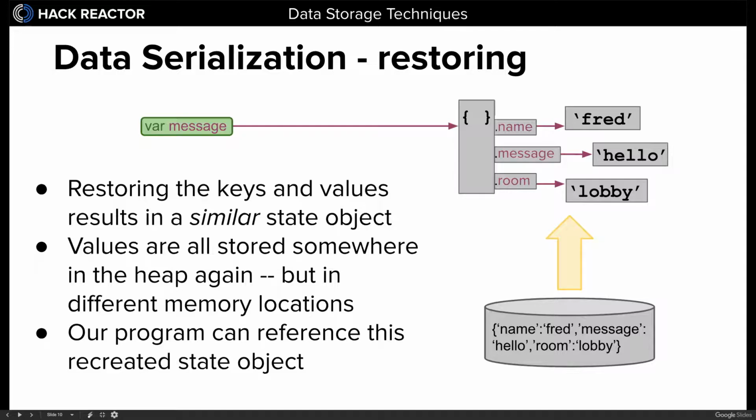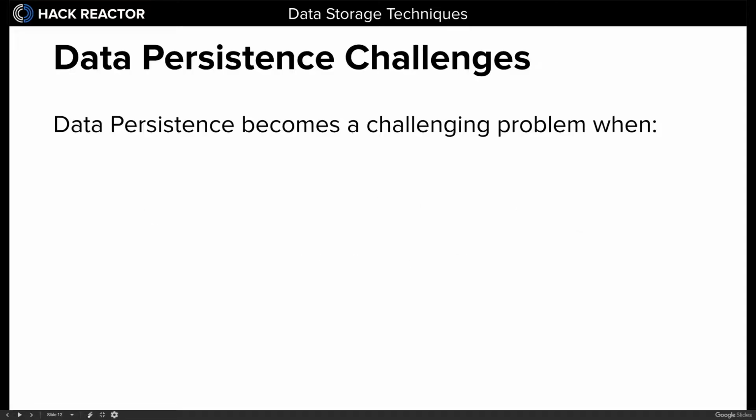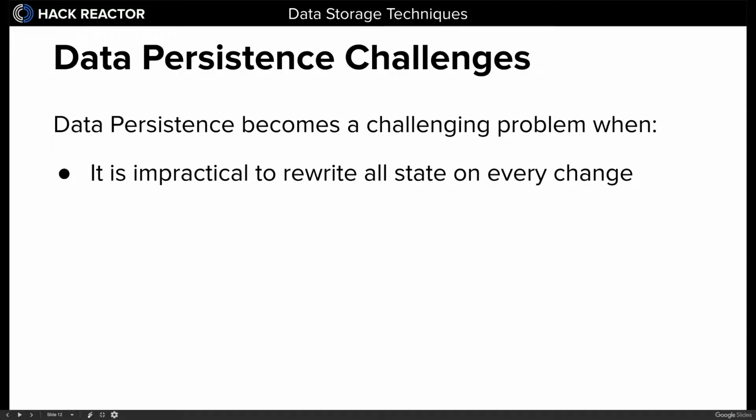So once we have this recreation, we can assign it to the variable message again, and we have access to that data that we wrote to our hard storage. So it's not easy, according to the slide. It becomes a challenging problem when it's impractical to write all of our state on every single change. So if we have this huge, enormous application, and every single time a user makes a post request, we have to bring in this enormous file and then go through the entire thing and add information in that object. Obviously, if 100 users are doing that over and over again, your server is going to start to have a hard time handling all those requests and accessing that data in a timely manner.